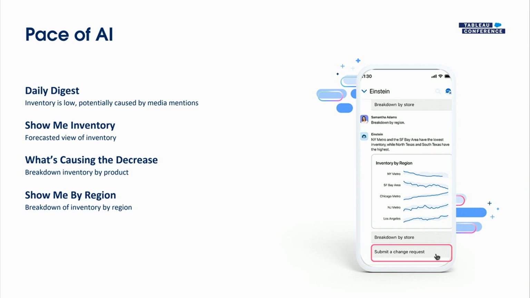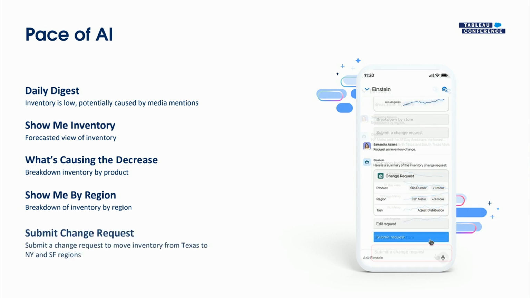But here's the thing. We get this really cool action. The agent's actually serving up, submit a change request for that inventory. So we click on that. I say, yeah, why not? I'll submit that request. And I submit that request, I change inventory from one region to another, and that inventory is now in flight to this other region. All is well, right? Right?